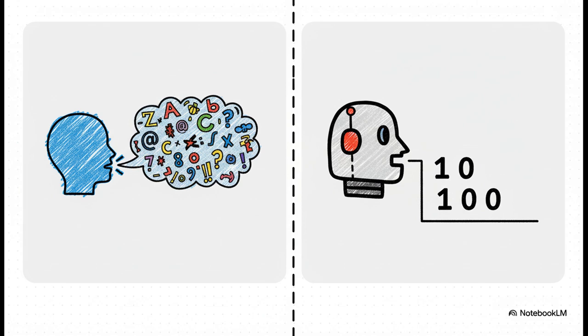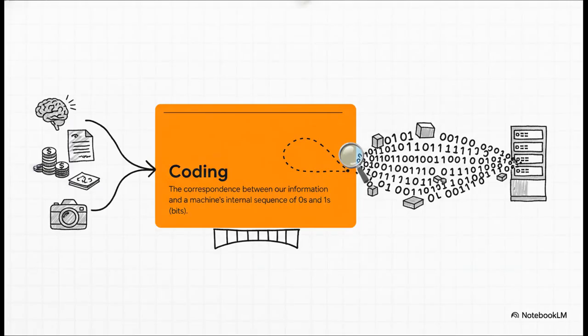So its real genius isn't about some deep understanding. It's about being able to process billions and billions of these simple ones and zeros at mind-boggling speeds. So how do we bridge that gap? Well, that's where this crucial idea called coding comes in. And look, when we say coding here, we're talking about the most fundamental level. It's simply the set of rules we've agreed on to translate our information, numbers, text, pictures, all of it, into those long, long sequences of ones and zeros, or bits, that a machine can actually work with.